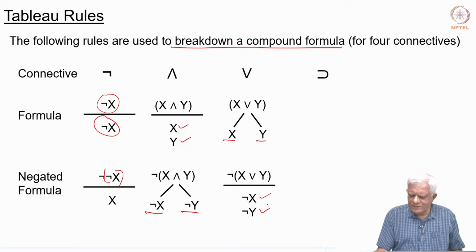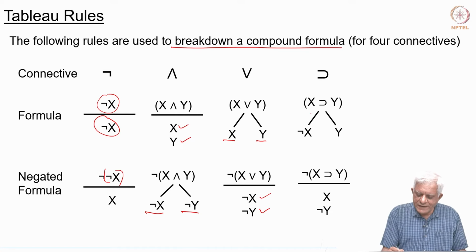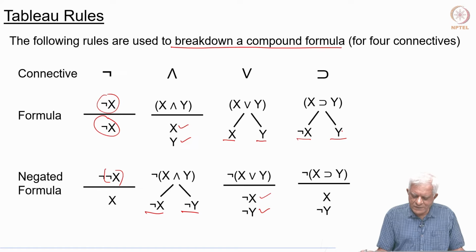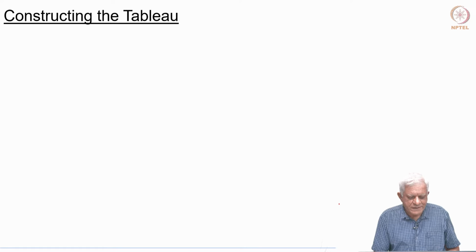And likewise for implication, which is in many ways our favorite connective: to show that x implies y is true, it is enough to show that not x is true, or it is enough to show that y is true. Both can also happen at the same time. But to show that x implies y is false, which means not of x implies y is true, both x must be true and not y must be true. We saw this in the last few slides.